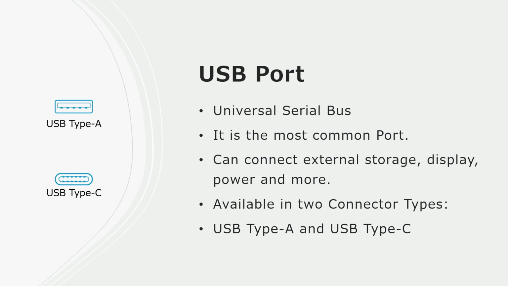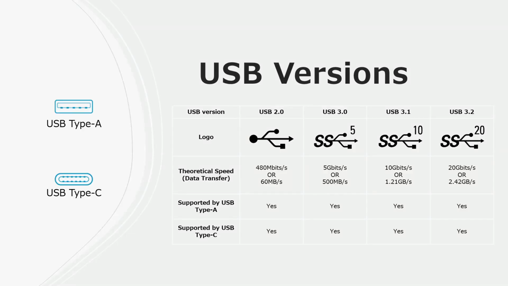Now, in addition to the connector types, USB ports also have another important specification, and that is version. These are basically the different versions of USB. For example, USB 2.0, 3.0, 3.1, 3.2, and in the near future, we will also see USB 4.0. Each version of the USB has different speeds. There is one more thing you should keep in mind, that is, to achieve these speeds, all connected devices should support the same version of the USB.